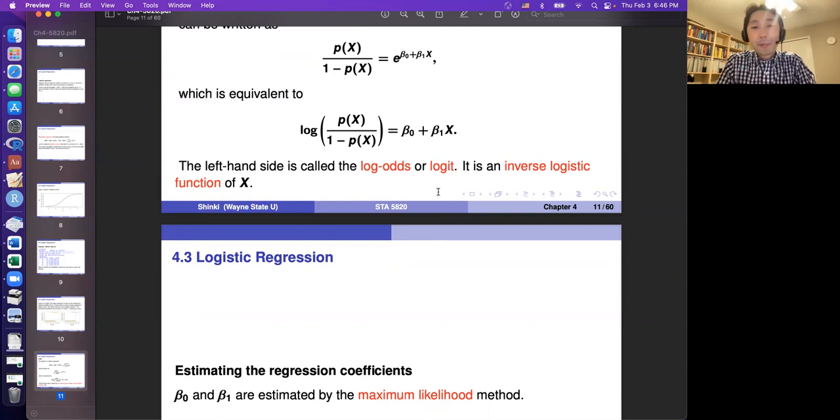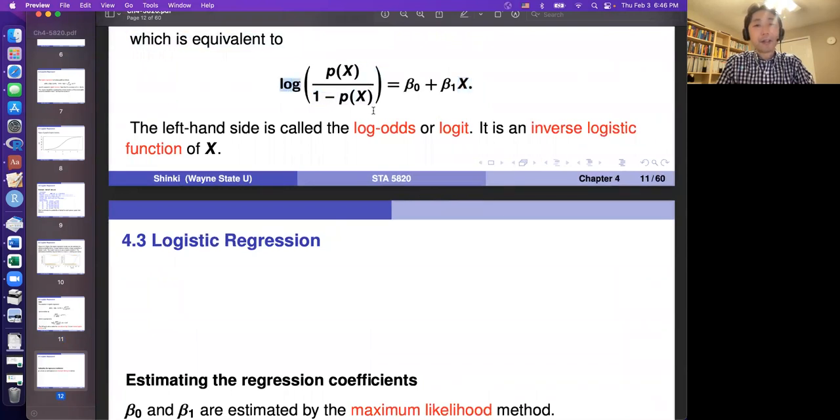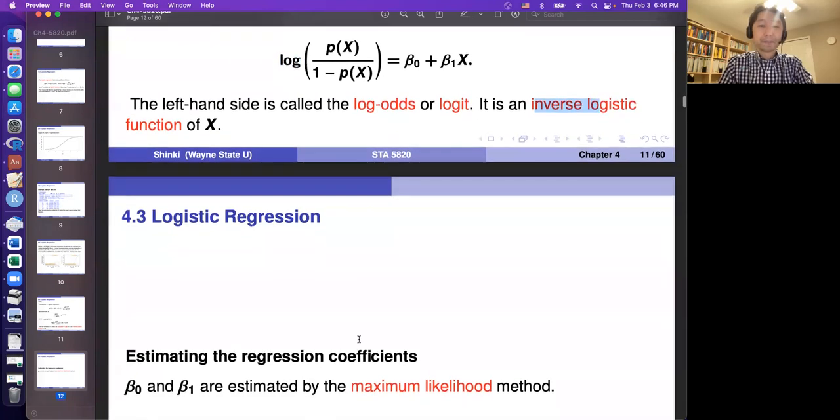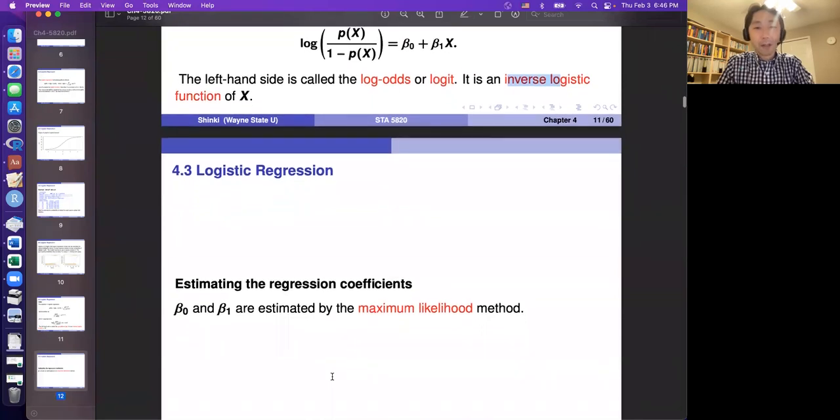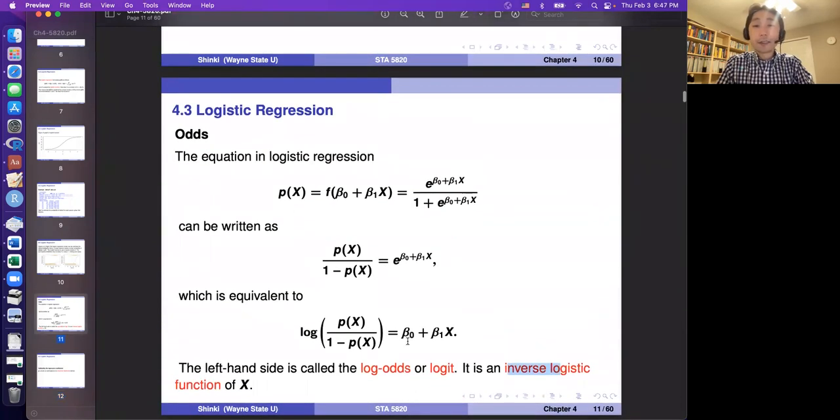But at least we can say that if beta 1 is positive, then X has a positive relationship with the probability of Y equal to 1. Oh, by the way, this function, basically the log of Y over 1 minus Y, is called the inverse logistic function. This is the inverse function of the logistic curve. So this is, I think, the new material for everyone. So we can interpret beta 1 in this way: the log odds ratio increases by beta 1 when X increases by 1.